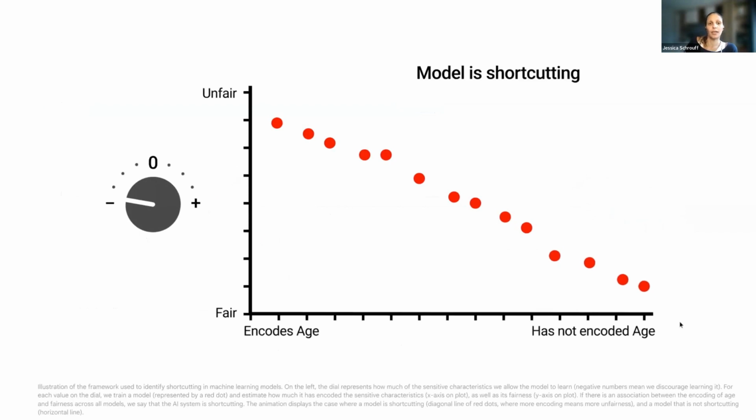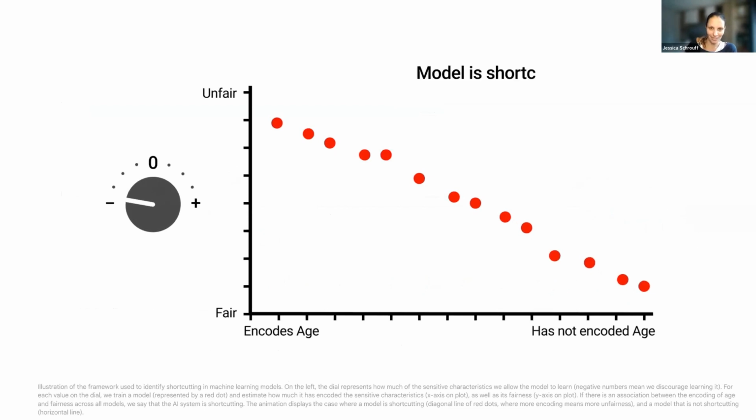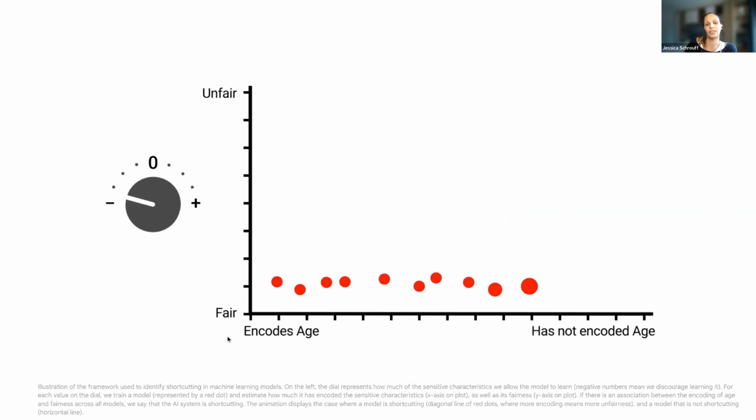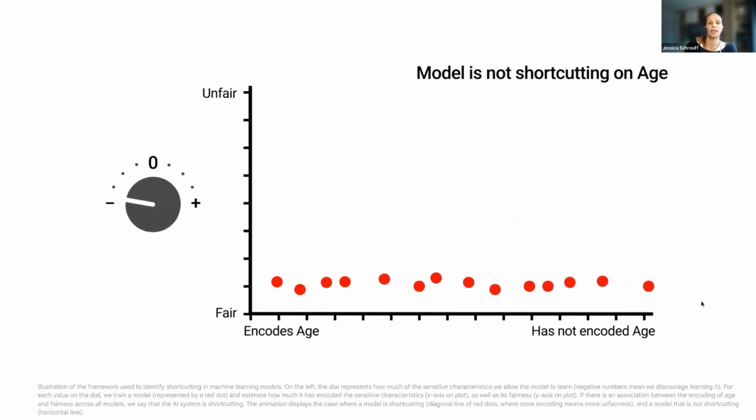So this is what it gives if your model is strongly shortcutting on age, and if it is not. The GIF is a little fast, but basically this is where the model encodes age, and this is when it is fair. Here you see that the more it encodes age, the more unfair it is. And if you remove this encoding, then it becomes more fair.